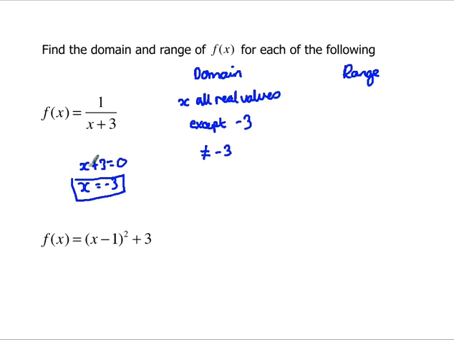The range is not so easy to spot actually here. Obviously I can't put -3 in, but there's no restriction elsewhere in terms of putting x in, so there's also no restriction on what comes out, other than the fact that 1 divided by something will never ever give me the answer of 0. So here we'll say that f of x can take all real values, except it won't be taking 0.